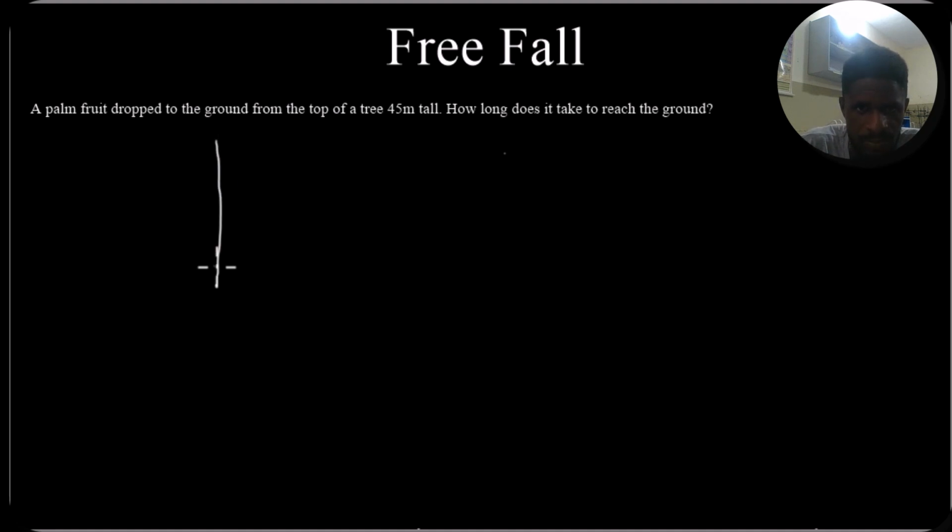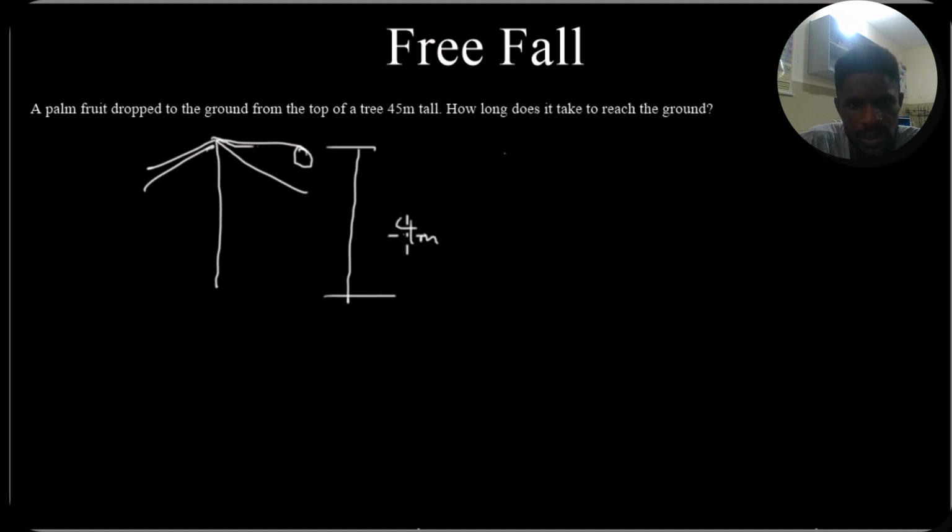So let's assume that this is a palm tree, and then there's a fruit somewhere around here. The height of my palm tree, let's say, is 45 meters. Now, since this is free fall, we're going to be solving or analyzing our questions in sections. Before we go further, let's just try and sketch.